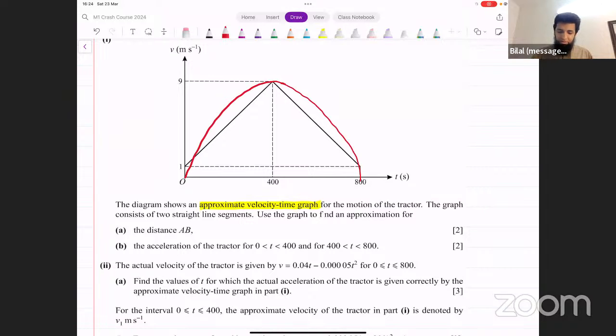So basically what we have done is there's some point 200 here and there's some point 600 here. These are two points at which the gradient of the actual graph is the same as the gradient of this approximate graph. So at these points, the accelerations from the actual graph and from the approximate graph are the same. That's what we have calculated in this part. This is what it actually represents. Okay, now that's part 2a and 2b. We have to just leave this graph here in case we need that later.